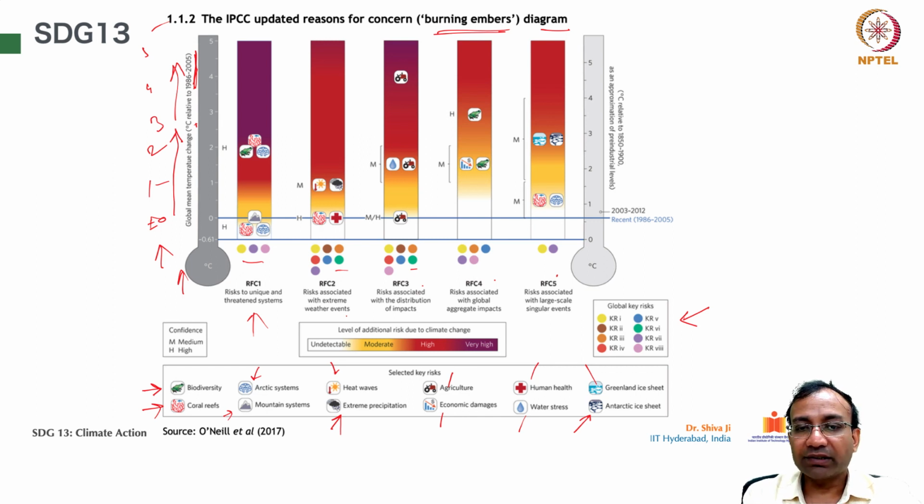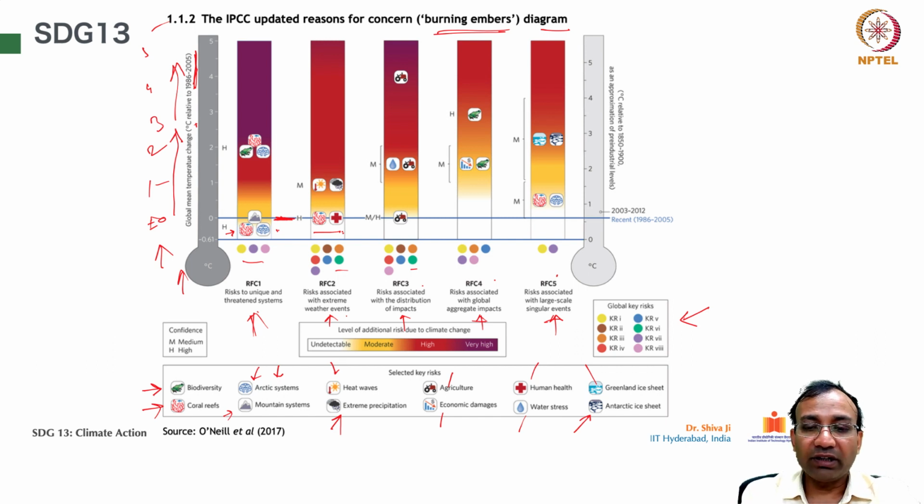So these ones you can see if it happens in the range here. Already, if we see in this range and below, the coral reefs and the Arctic systems are below this level, and the mountain system is right there, and coral in this range, and human health also in this range. So RFC2: risk to unique and threatened systems, risk associated with extreme weather events, risk associated with distribution of impacts, risk associated with global aggregate impacts, risk associated with large scale singular events.